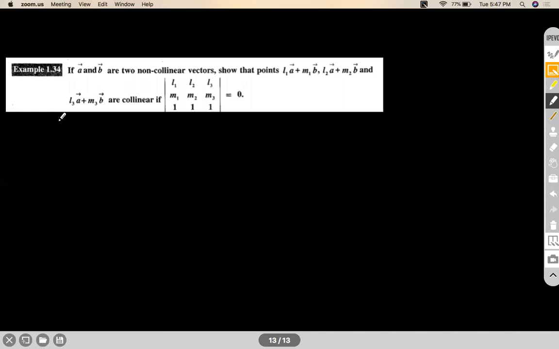A and B are two non-collinear vectors. Show that these 3 points are collinear if this determinant is equal to 0. Don't get confused. The determinant thing that we had used was for coplanarity of 3 vectors. Here they are asking about the 3 points being collinear. This determinant should be 0. Don't confuse it with that.